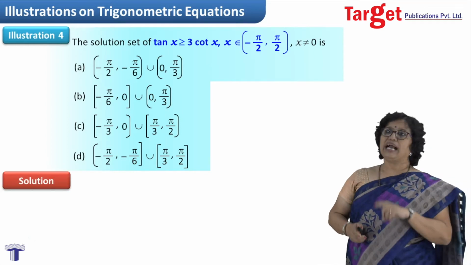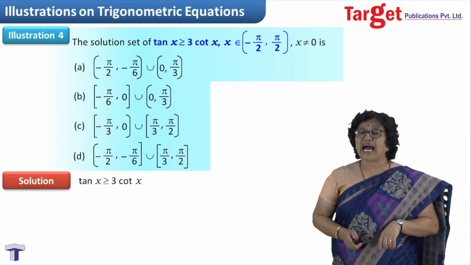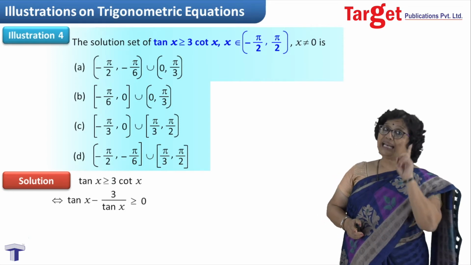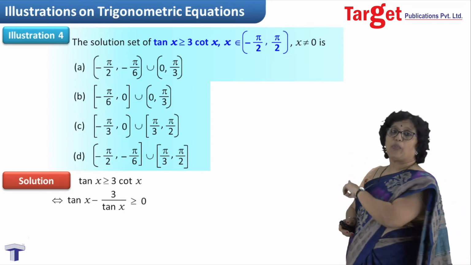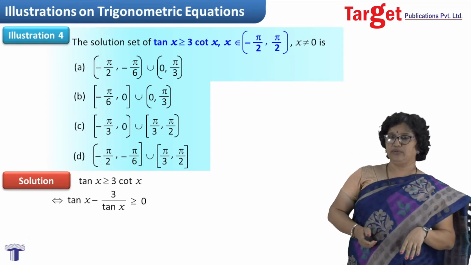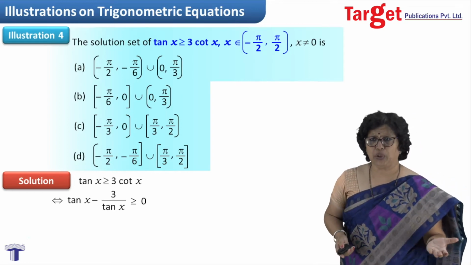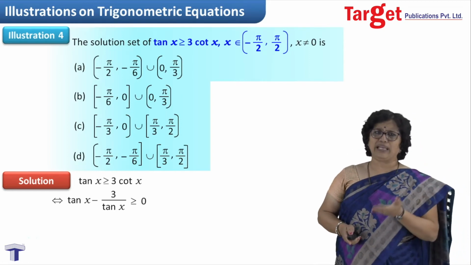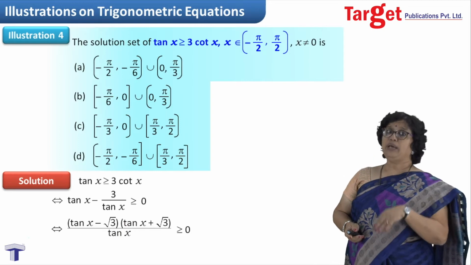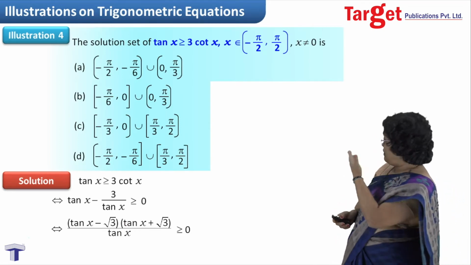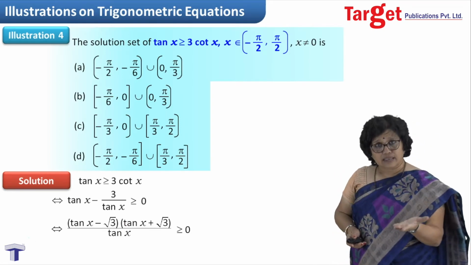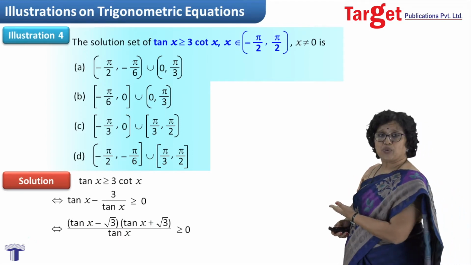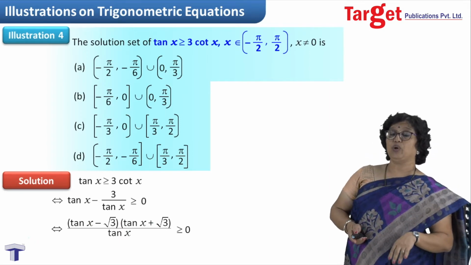When I look at the inequation, I realize that I need to rewrite it. And I rewrite it as tan x minus 3 upon tan x is greater or equal to 0. Usual simplification you can make. You will have tan square x minus 3 upon tan x greater or equal to 0. That tan square x minus 3 can be factorized as tan x minus root 3 into tan x plus root 3 upon tan x greater or equal to 0.